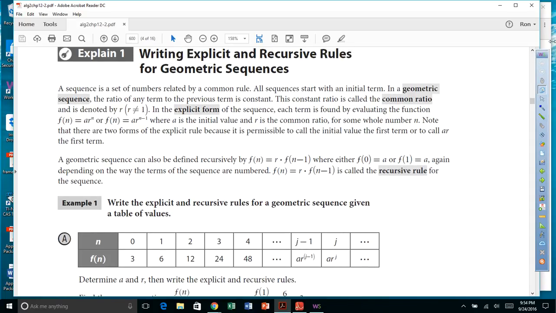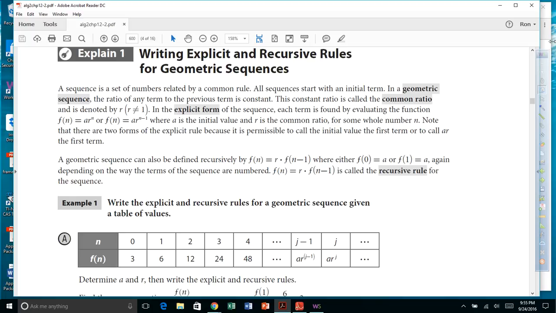Writing explicit and recursive rules for geometric sequences. A sequence is a set of numbers related by a common rule. All sequences start with an initial term. In a geometric sequence, the ratio of any term to the previous term is constant. This constant ratio is called the common ratio and is denoted by r, such that r cannot equal 1.